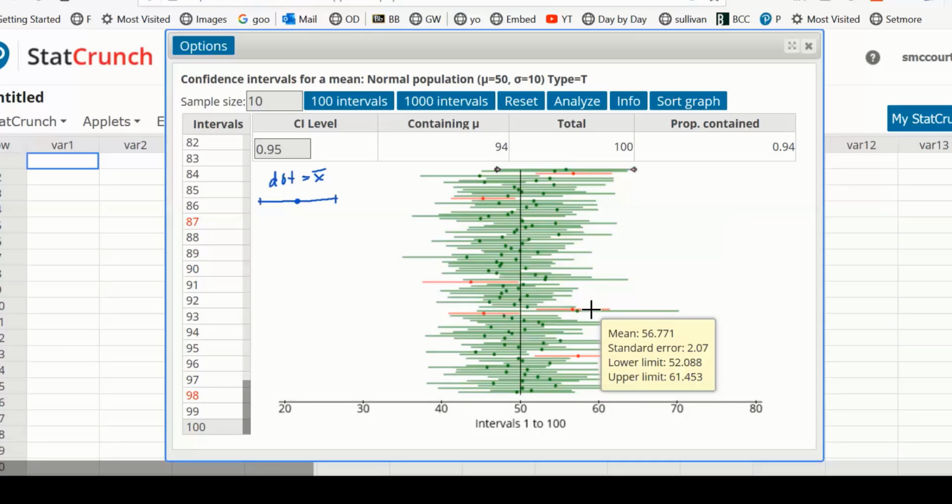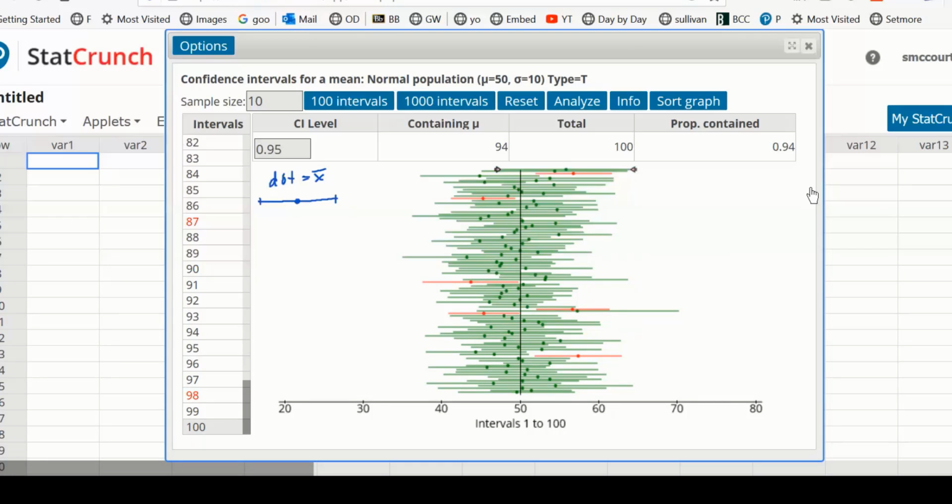There's another one where 50 is just a little bit lower than this confidence interval. So 95% of the time, it's going to capture that mean that we're trying to figure out. But about 5% of the time, it's not. But it's not far away. We don't have an interval way out here somewhere. They're all pretty close to the actual mean of the population.